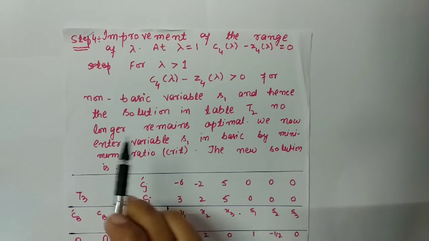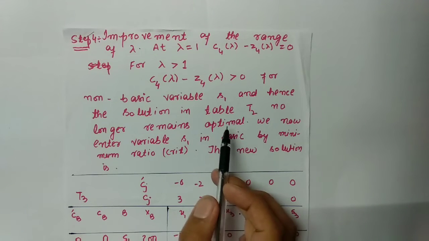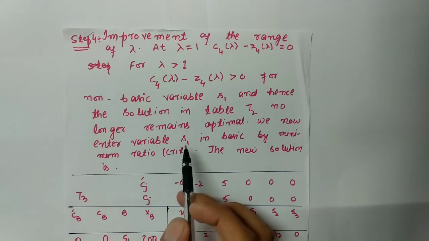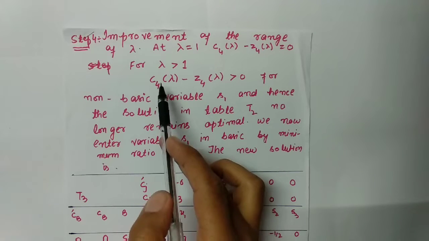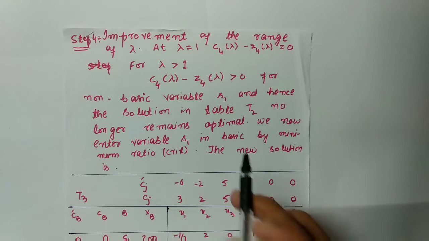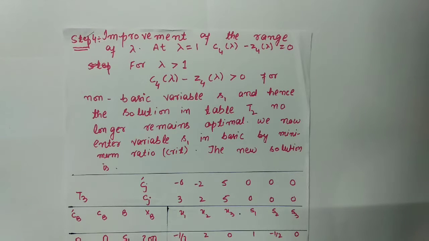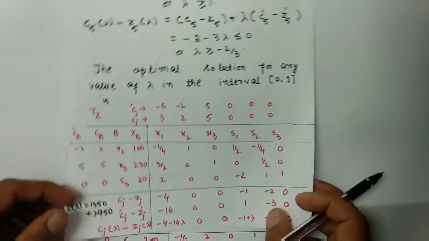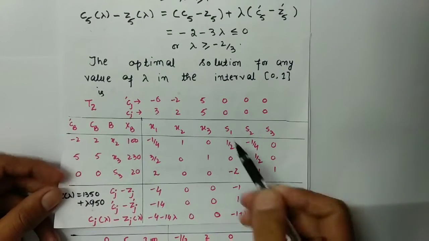So our solution will not remain optimal. Okay, we now enter variable S1, which corresponds to C4 lambda minus Z4 lambda, into the basis by the minimum ratio criteria, as we do in the simplex table. After finding the minimum ratio, in the same way we will enter S1 into the basis. Like this is the table, and S1 is going to be entered into the basis.